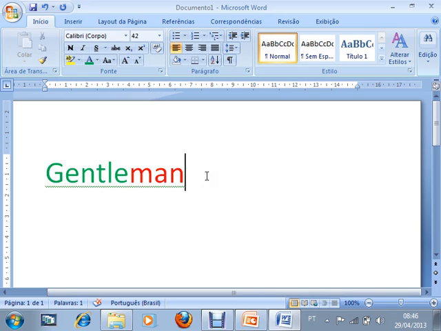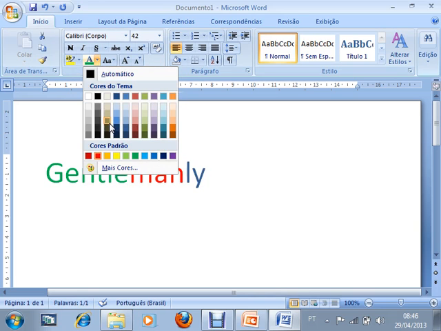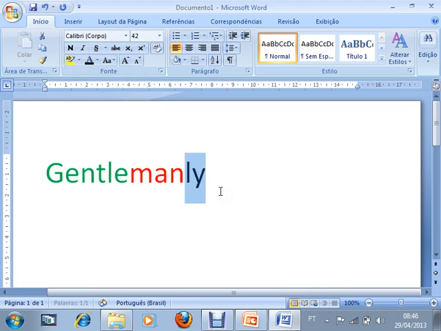Gentlemanly. And now I have an adverb. He reacted to the situation gentlemanly. He reacted as a gentleman. Now I have three morphemes. So gentleman, in relation to gentlemanly, is a stem. What is the root of the word gentlemanly? Gentle.